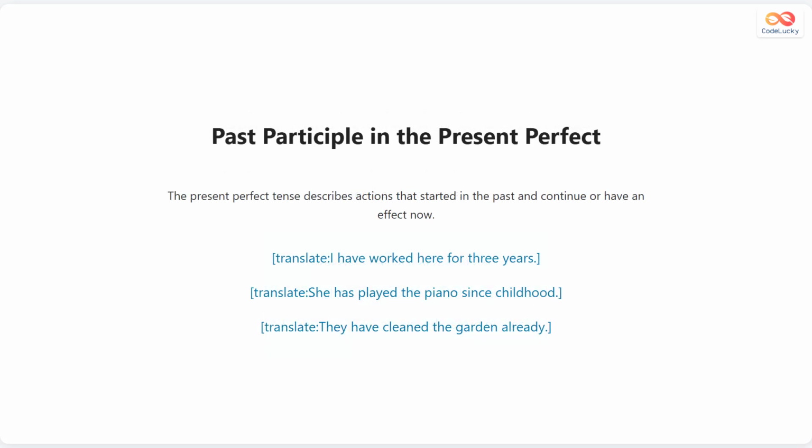The present perfect tense uses have or has plus the past participle to describe actions that began in the past and continue or still have an effect now. For example, I have worked here for 3 years shows a continuing action. She has played the piano since childhood means she started long ago and still continues. They have cleaned the garden already tells us a recent finished action with current result.